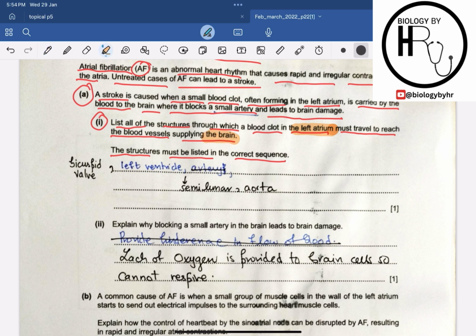So first of all, after the left atrium we know there will come a bicuspid valve, right? And then there will come the left ventricle. Then there will come a semilunar valve, and then the aorta, and the aorta is the main artery which supplies the oxygenated blood to the brain and the other parts of the body as well.